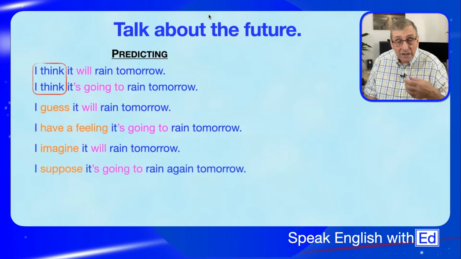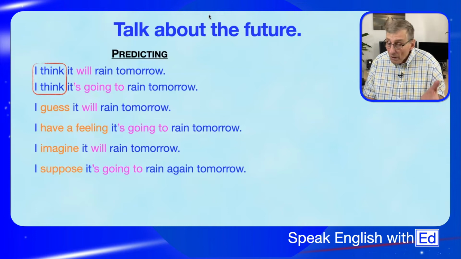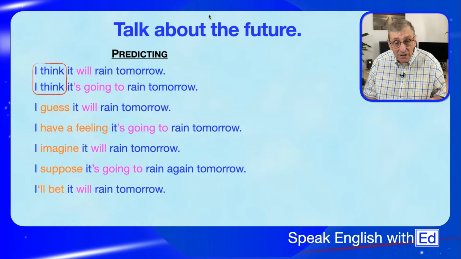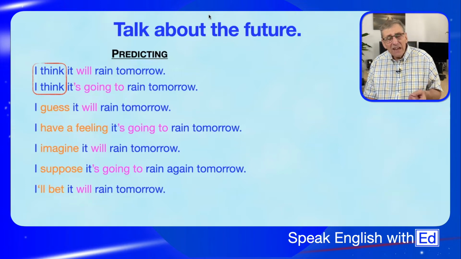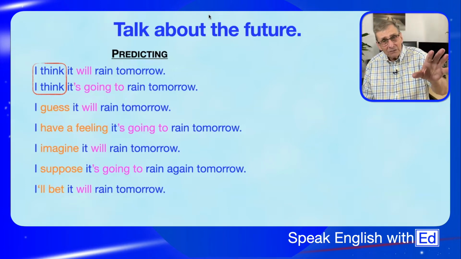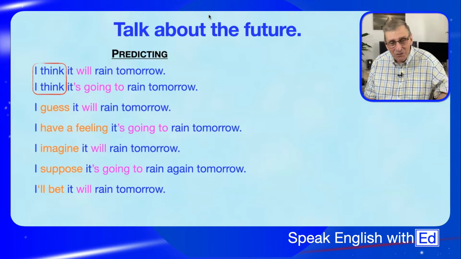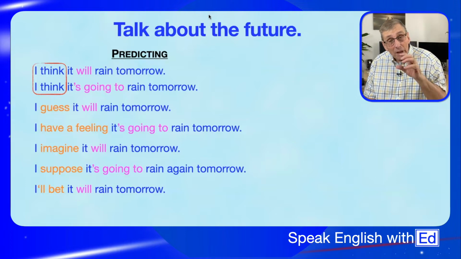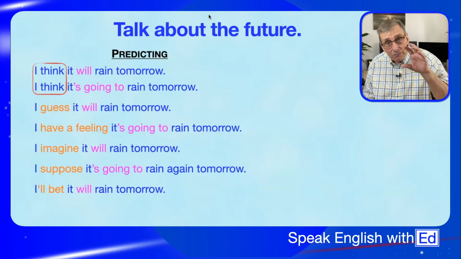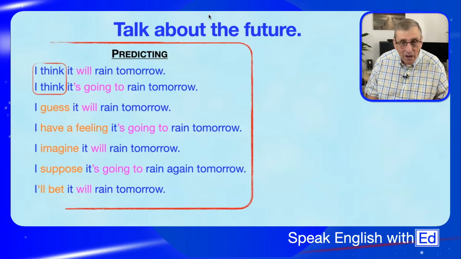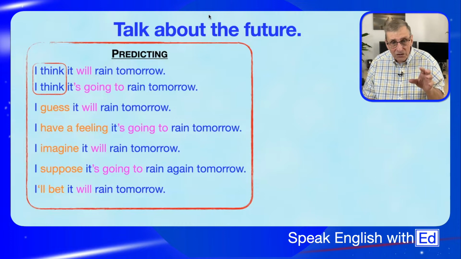Or, I can imagine it'll rain tomorrow. These are all different ways that you can say the same sentence, just using different predicting words, right? I suppose it's going to rain tomorrow. For whatever reason, you suppose it will rain tomorrow, or it's going to rain tomorrow. You could even say, I'll bet it's going to rain tomorrow because we've got a barbecue planned. I'll bet it'll rain tomorrow because we've got a barbecue planned. Whatever. All these are predictions. They're not saying something that you know for sure. You're making a prediction. All of them are predictions.